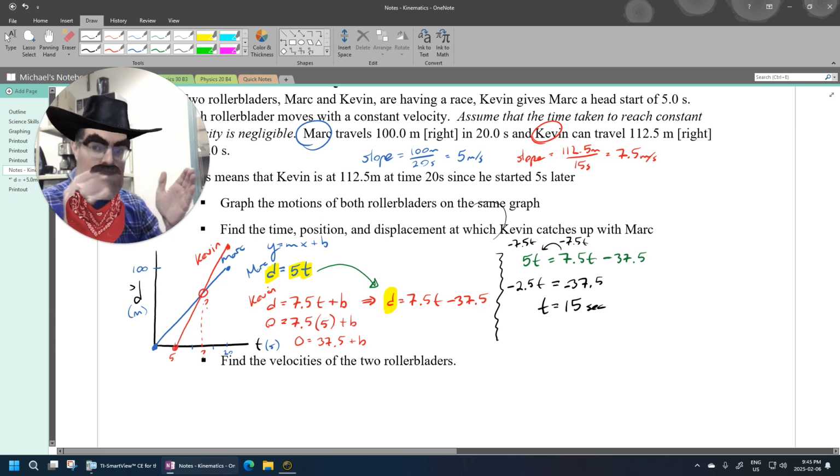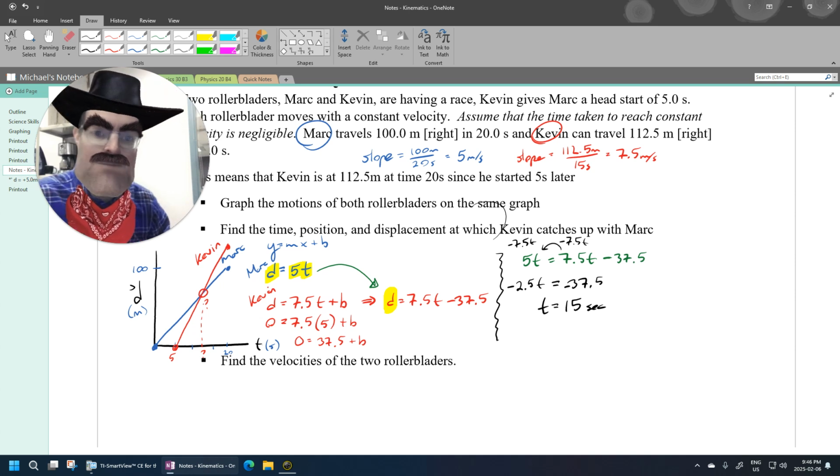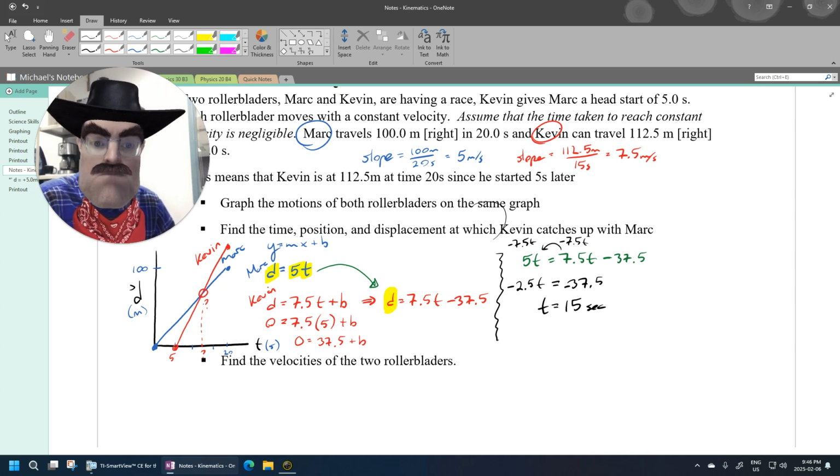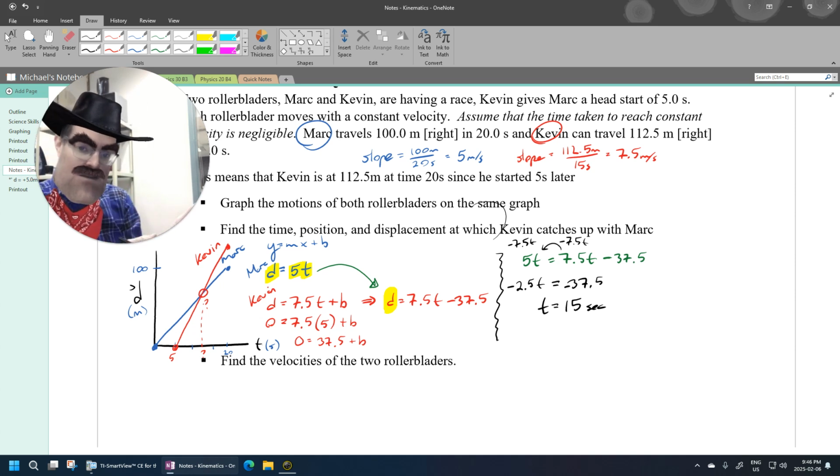So they will intersect with each other. Kevin will catch up with Mark 15 seconds into the race. Right? Not 15 seconds after Kevin starts, but 15 seconds after Mark starts. Right? Because time starts when Mark starts.